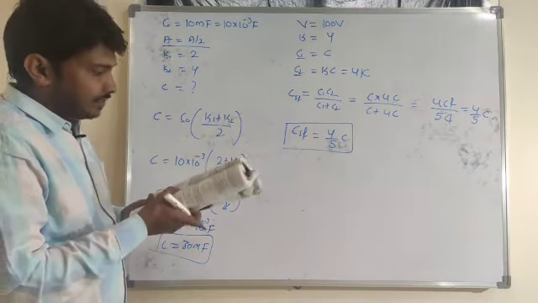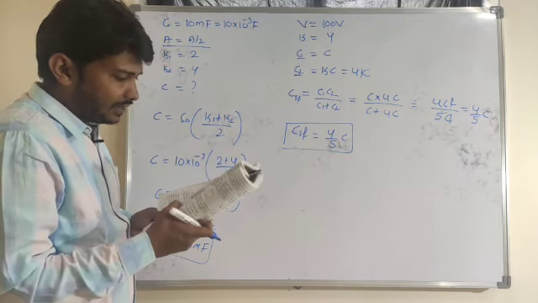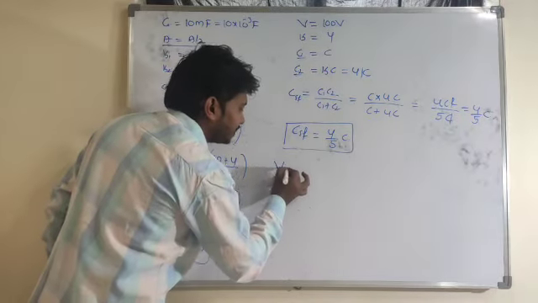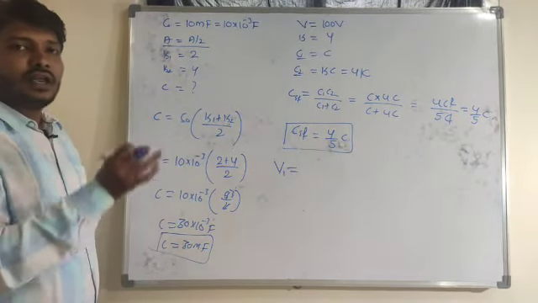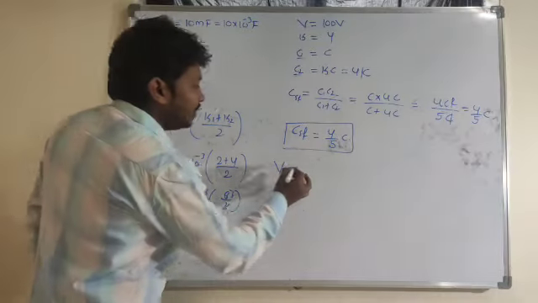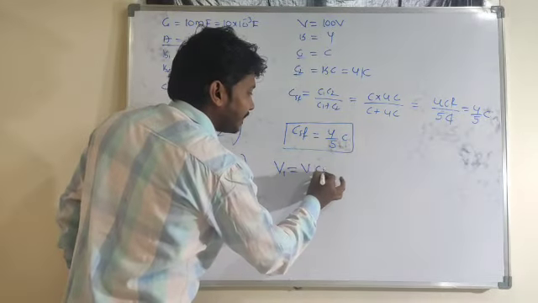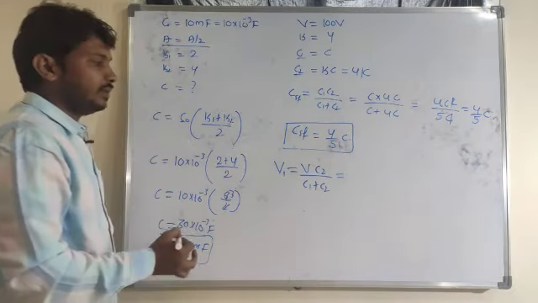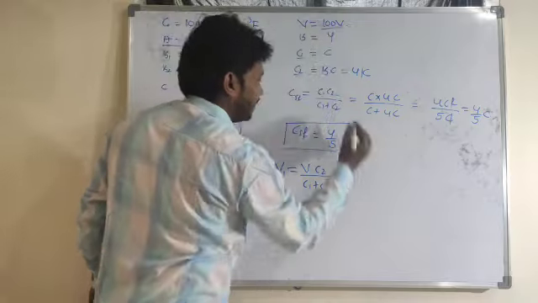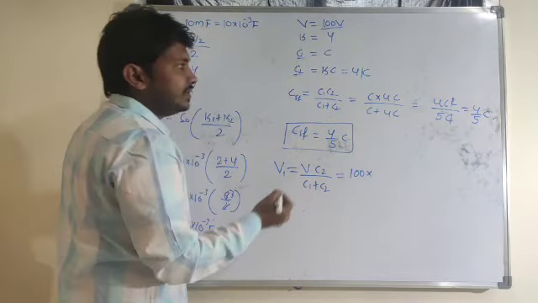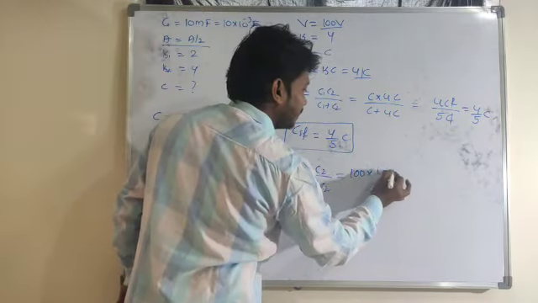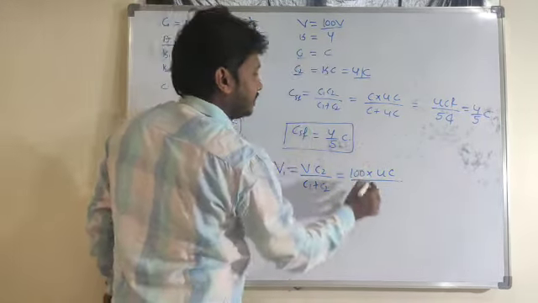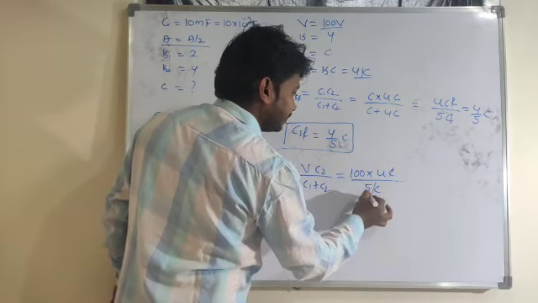Which thing did they ask to determine here? They asked to calculate the potential difference on each capacitor. So, branch potential difference: what is the generalized formula I told? Branch potential difference is equal to total potential difference into capacitance of the other branch divided by total capacitance. Hope you remember this formula. V is 100, C2 is 4 times C, and C1 plus C2 is C plus 4C, so this is 5C.